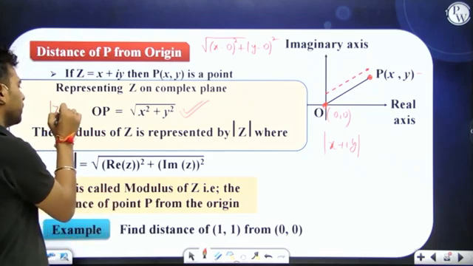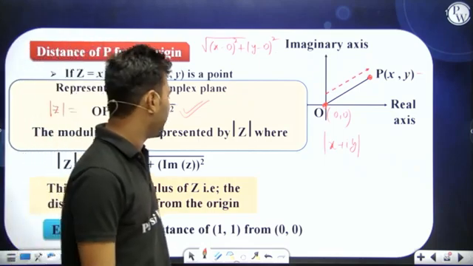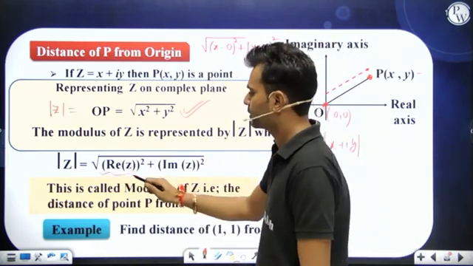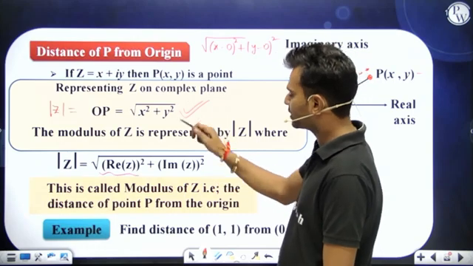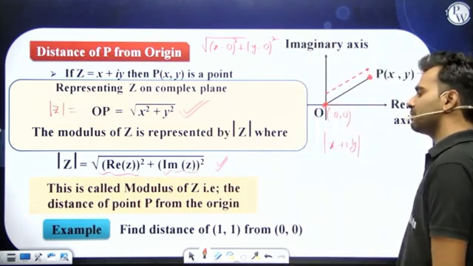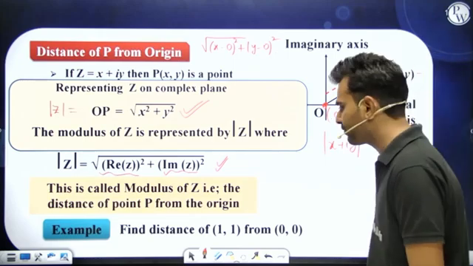So mod z is nothing but equal to under root x square plus y square only. X is what? The real part of the complex number. So that's a square, and y square is nothing but the imaginary part of z whole square. So this is called the modulus of z, that is, the distance of the point P from the origin.